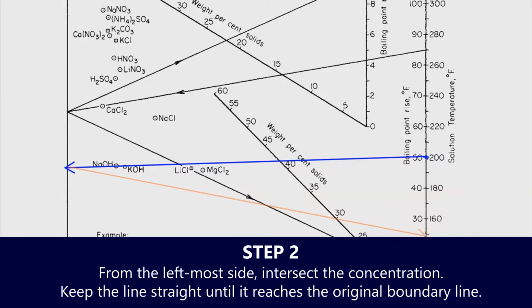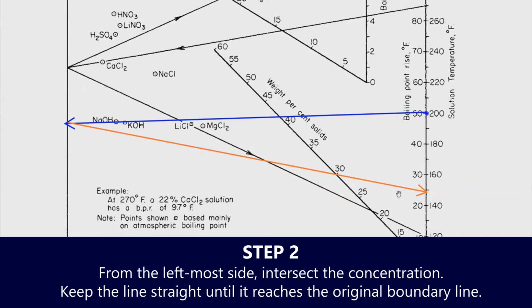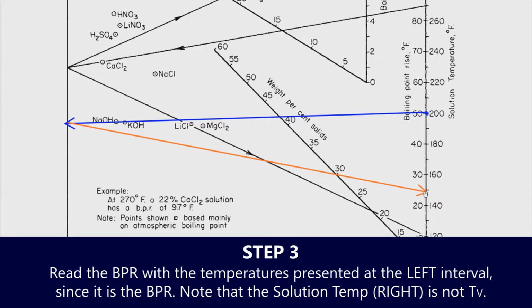Okay? So in that way, you can now obtain your boiling point rise, and that is simply equal to this one is 20, so around 25 or 24. So in this case, we could say that BPR is actually equal to 25 degrees Fahrenheit.